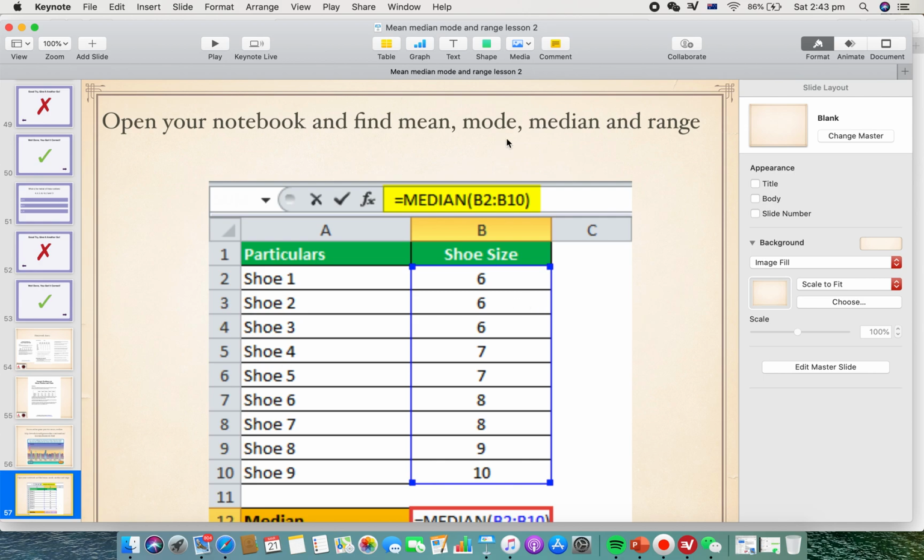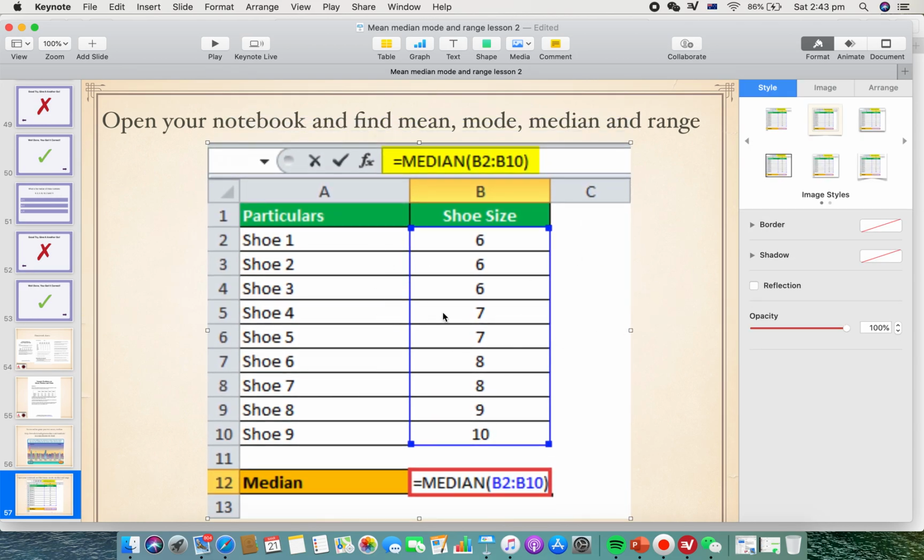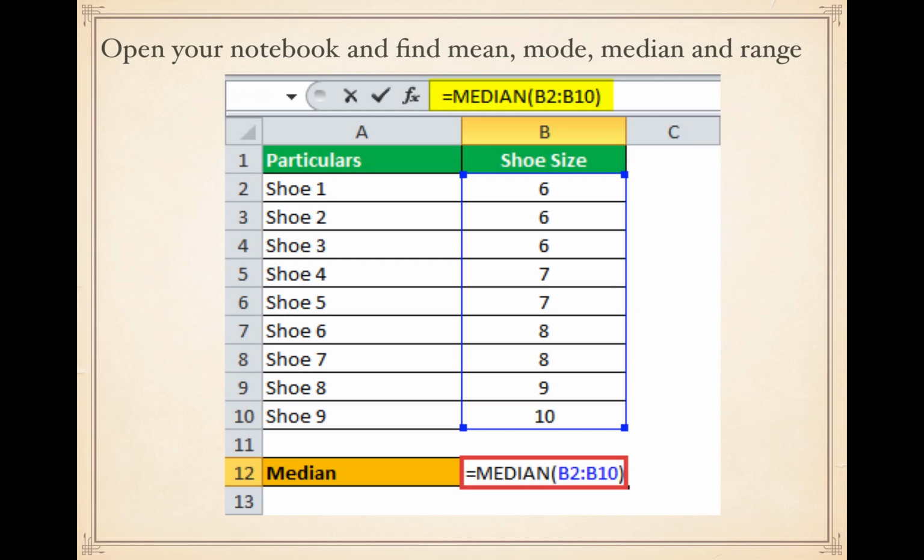So, open your notebook and find mean, mode, median, and range. Now, this is one more question that we can use in real life. So, shoe size. All of these people have different size shoes, okay? Now let's see what is the mean, mode, median, and range of all of this, okay? So try this one. I'll give you a little bit of time. All right, see if you can answer this question in your notebooks.